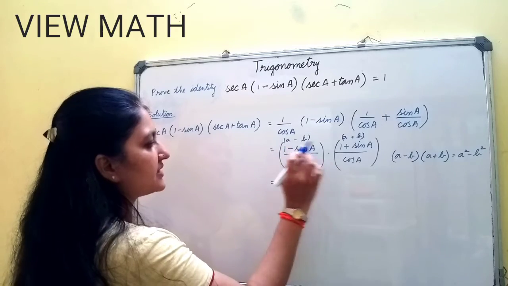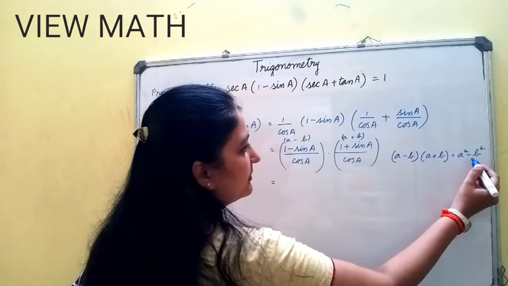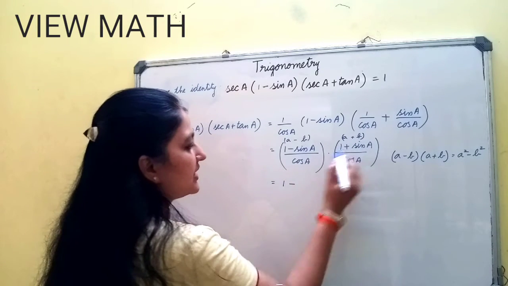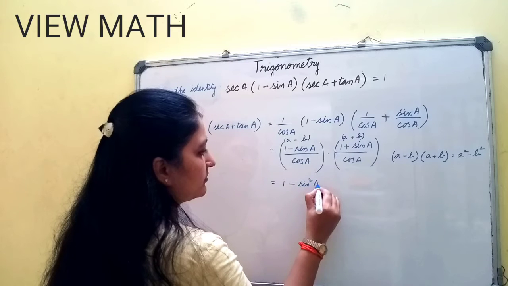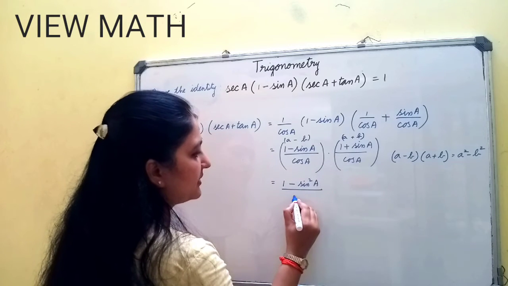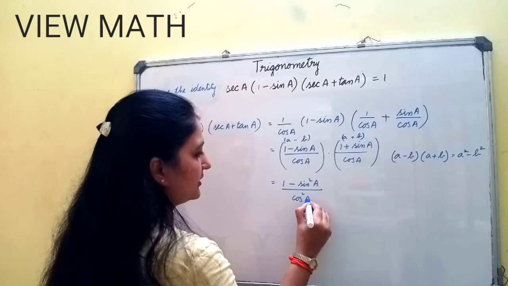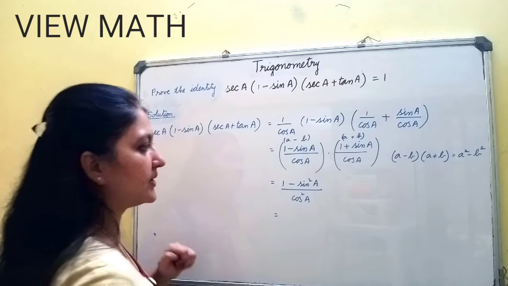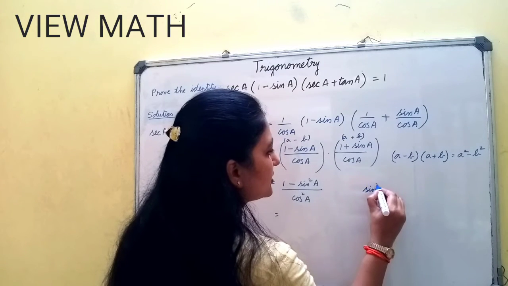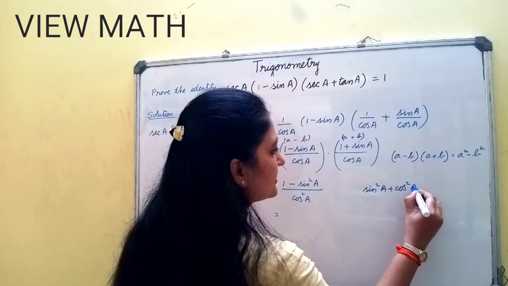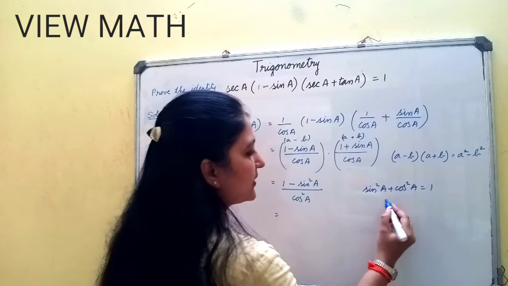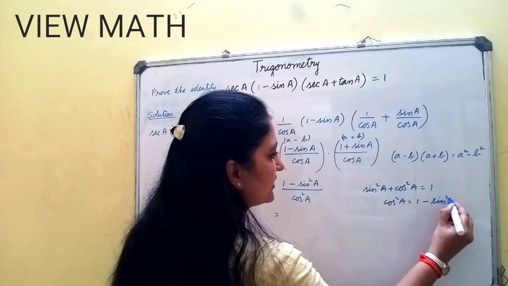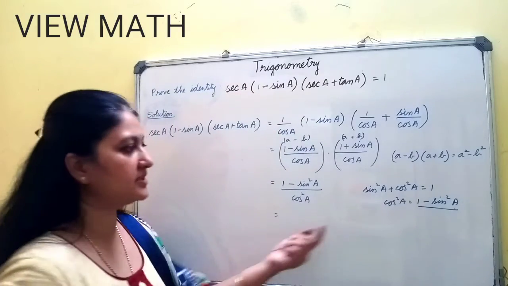So here 1 minus sin A, 1 plus sin A. So it is 1 square minus sin square A. 1 square is 1. So 1 minus sin square A, divided by the denominator, which is cos square A. Now you know that 1 minus sin square A is cos square A. You know this formula, sin square A plus cos square A is equal to 1. So I am taking the sin square A to the other side. It is cos square A is equal to 1 minus sin square A. So 1 minus sin square A is cos square A.